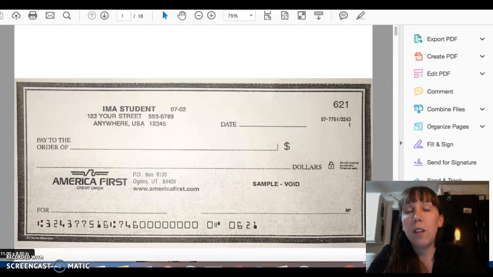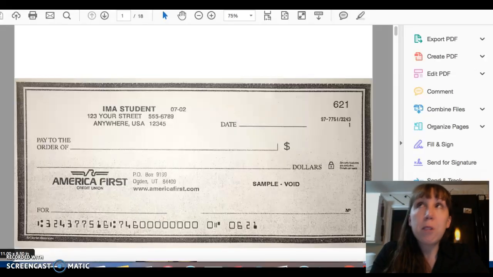Hi everyone. Today we're going to talk about parts of a check as well as how to write a check. Now there's different ways that people use checks. My particular way to use checks is to pay some of my bills, specifically my electric bill and my water bill. Things that I can't really pay online without a fee or without a major cost.